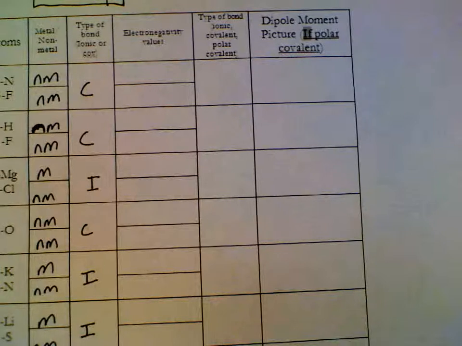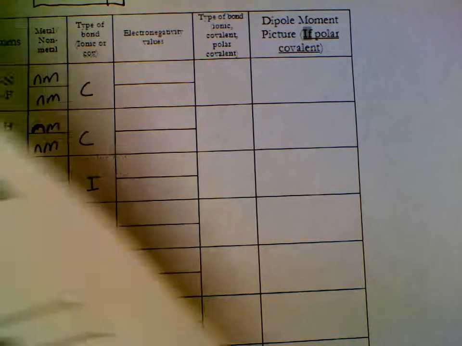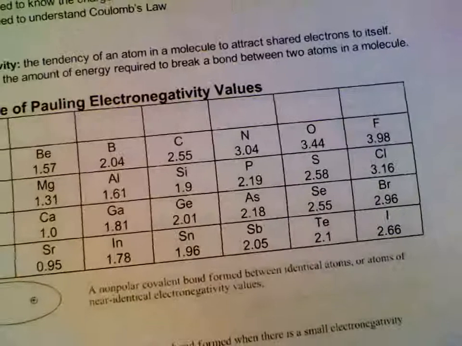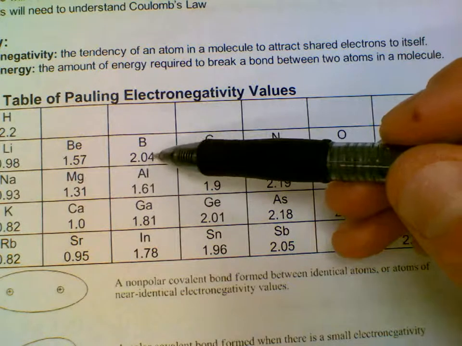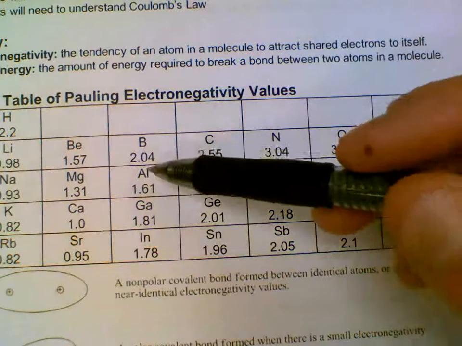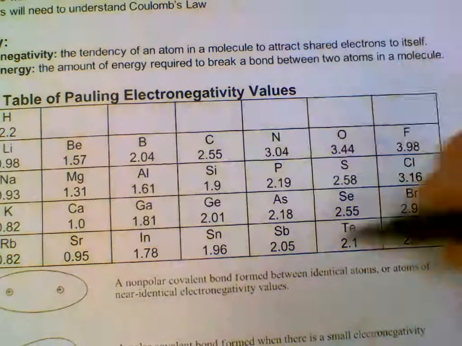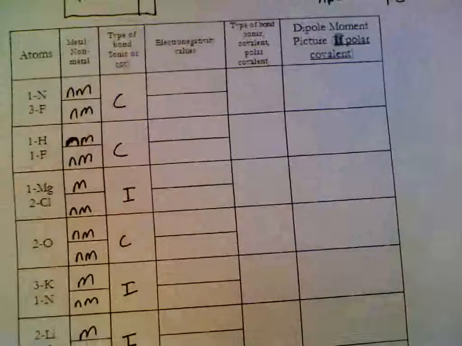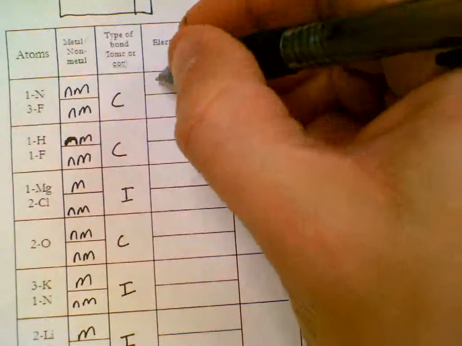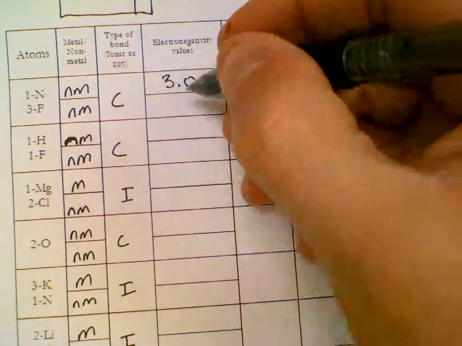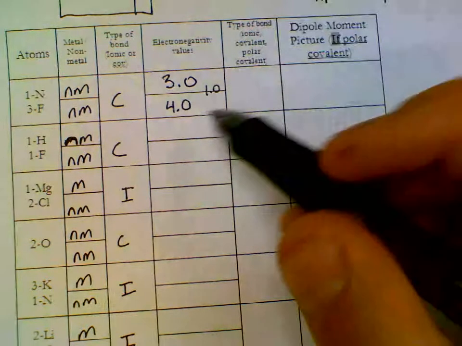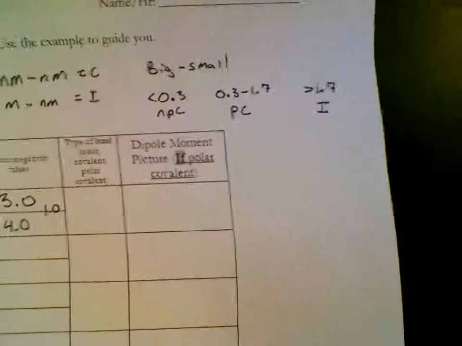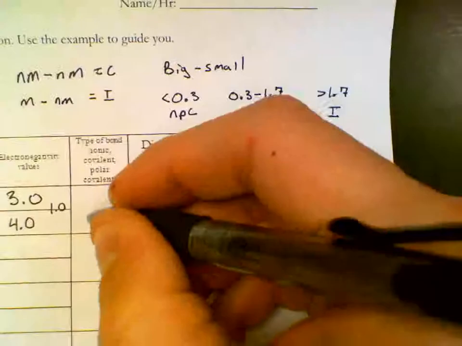To figure out electronegativity values, you need to have a resource that provides those. We happen to have a Pogo packet that provided some of these electronegativities. Notice that many of these electronegativities have values out to the 100th place value. For simplicity's sake, we're just going to round those to the tenths. So when I'm saying the numbers, I'm going to round these values to the 10th place value. Nitrogen's value is 3.04, which rounds to 3.0. Fluorine is 3.98, which rounds to 4.0. 4 minus 3 gives me 1.0. That 1.0 value, if I look back up at my values at the top, puts me into polar covalent.